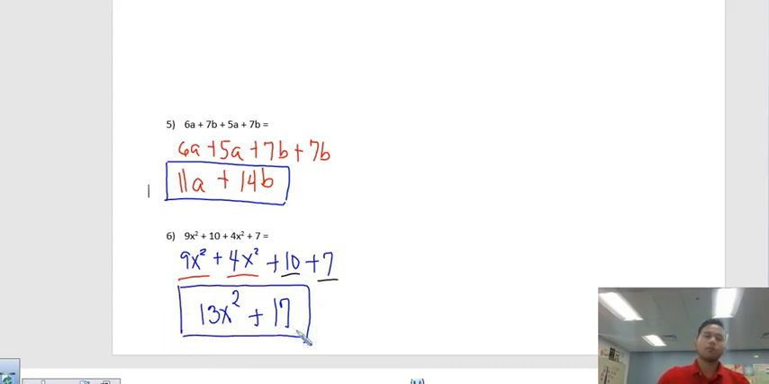Okay, so that is how simple combining like terms is. So the first thing that you have to take a look at is the variable and the exponent. Make sure that before combining them, you have to assess if they have the same variable and at the same time they have the same exponent. If they have, then you can combine them. But if they don't, do not combine them. Make sure that they are the same.